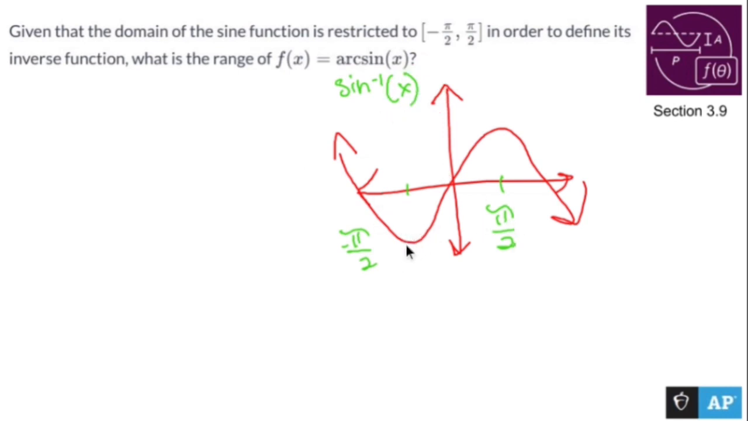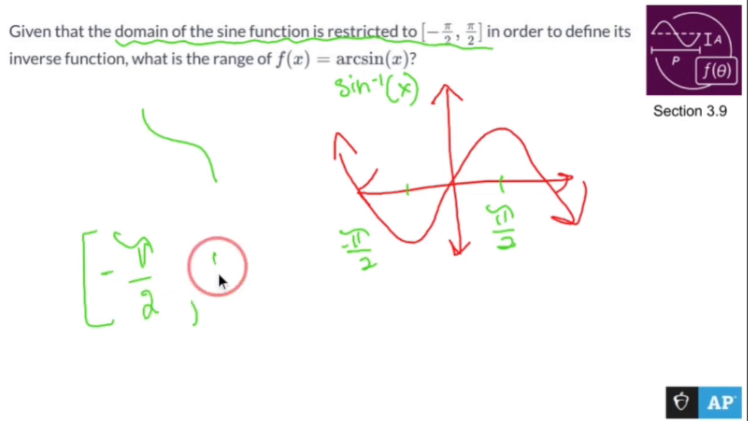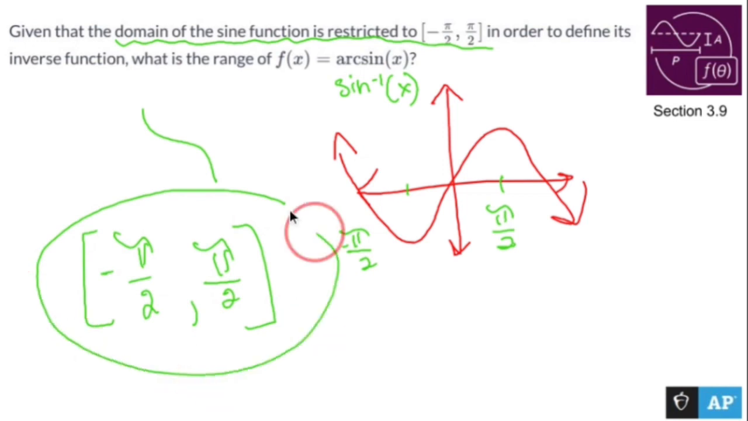Now, I'm doing a bit too much. I just wanted to show you that, hey, if I were to take this and flip it sideways, we get this weird-looking thing that looks like this. Okay, that is what we get. Now, in order to define its inverse function, what is the range of arcsin? Well, the range of an inverse is the domain of the original. And it tells you right now that the domain is that. So the domain of the original is negative pi over 2 to pi over 2, which means the range of the inverse is going to be the same exact thing.